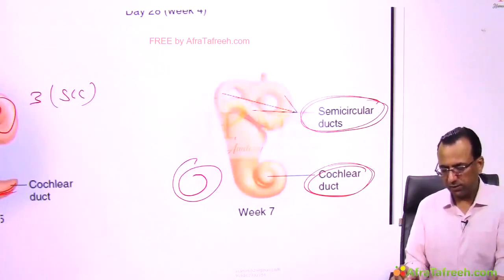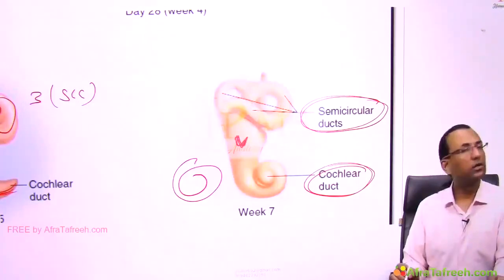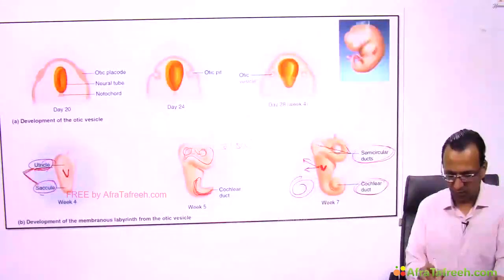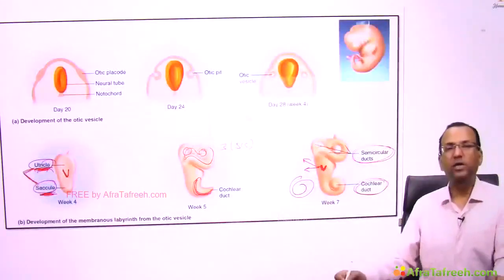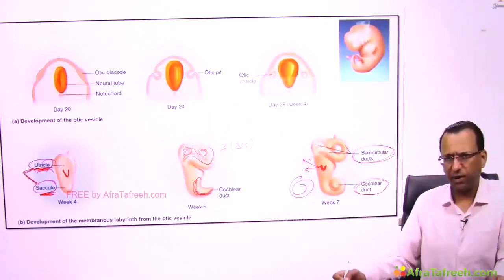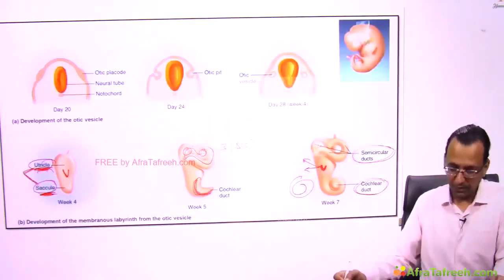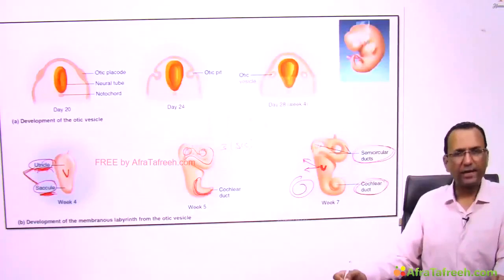Then what is this? This is the vestibule. And what is in the vestibule? What are the two components in the vestibule? You just saw here, utricle and saccule. This inner ear is forming now from the otic vesicle. Okay, what is happening next?